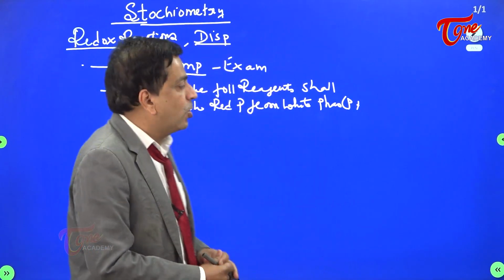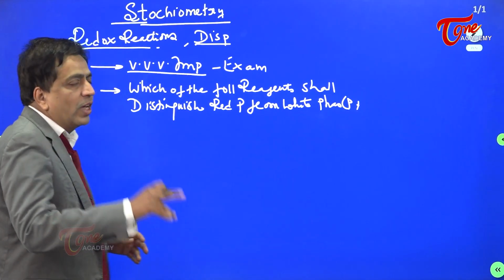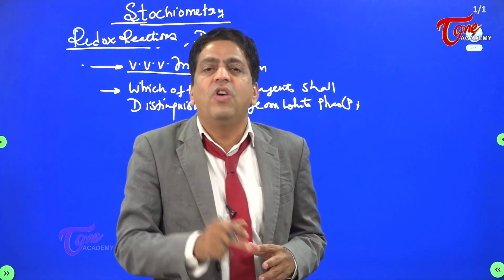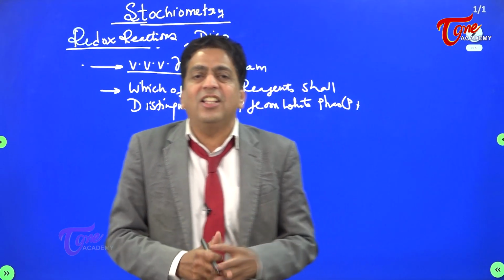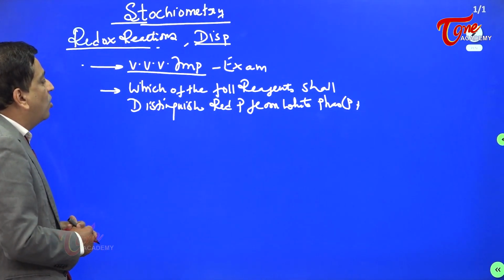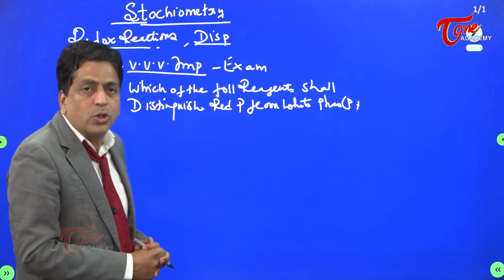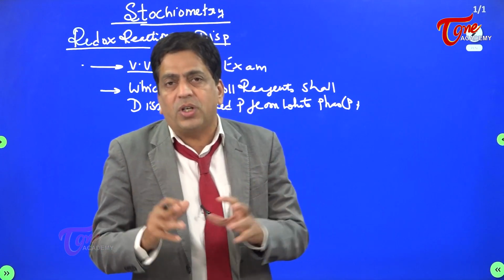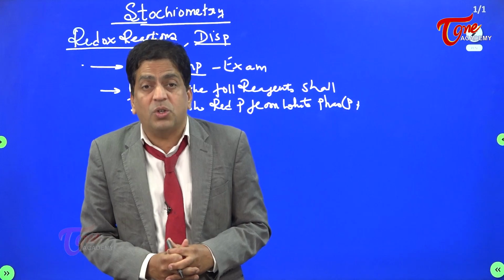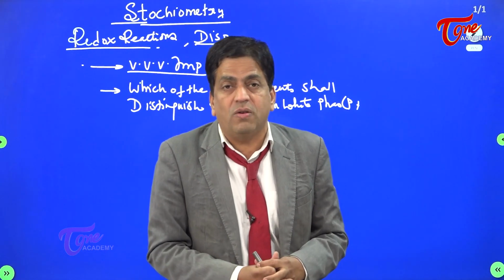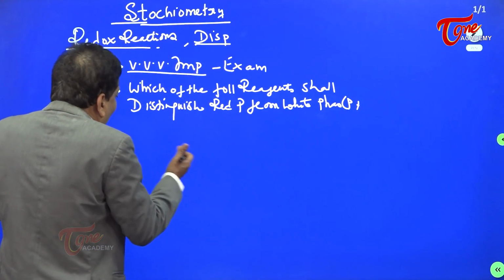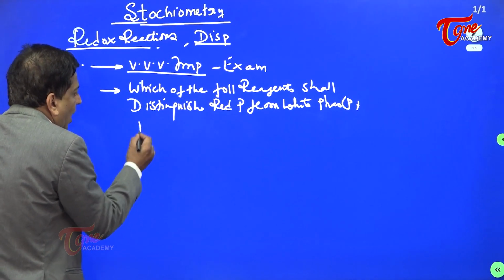So understand that this is one of the questions which you can bank on, and I'm telling you, you will get this question in the exam. And the way the question is asked is something like this. Which of the following reagents shall distinguish red phosphorus from white phosphorus? Now, what are red and white phosphorus? Phosphorus is a non-metal, so you can have several forms of phosphorus because allotropy is a function of what? Non-metallic nature, right?